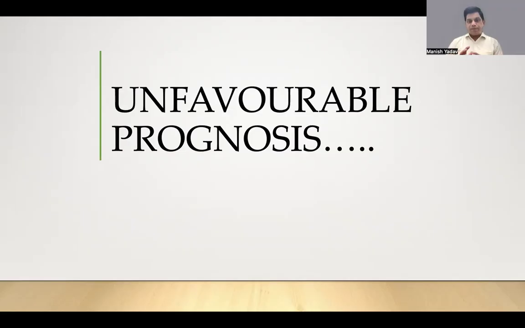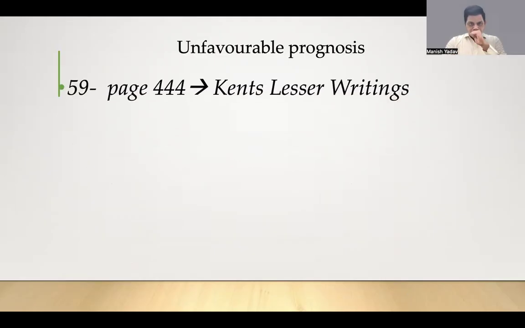There could be multiple reasons for it. But what are the reasons Kent is talking about, and what are the points I got from it? This talk is going to be a sharing of my thought process and all the thoughts that came to my mind, and a few points and questions I'm going to put forth, which you as a physician also have to think about. You can find this on page 444, chapter 59 of Kent's Lesser Writings. After watching this, please go and read it and think about what he's writing and what he's trying to say.